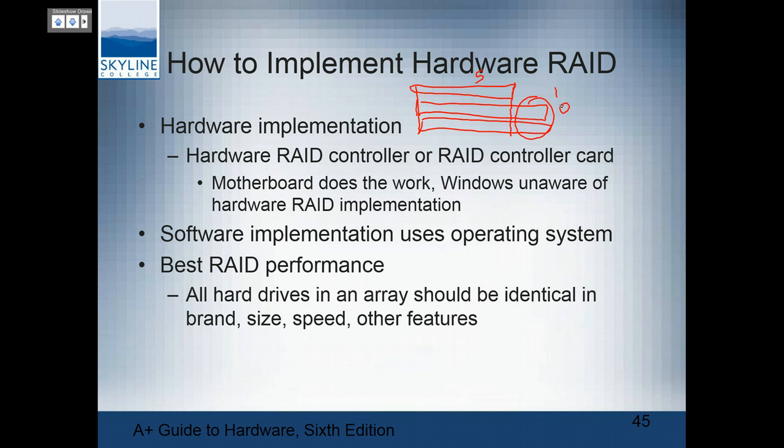RAID 5, all sorts of formulas. Let me tell you the simple way to figure out how much space you lose, because remember we had that parity stripe? You lose 1 disk's worth of space. If you have 3 disks, you lose 1/3 of your storage space. If you have 32 disks, you lose 1/32 of your storage space. You lose 1 disk worth of storage in a RAID 5.